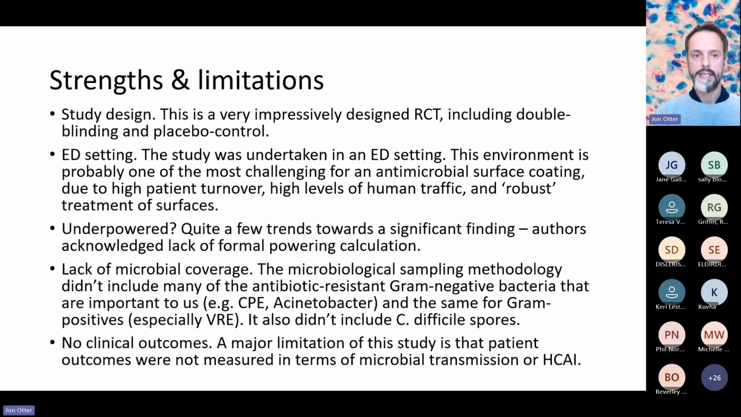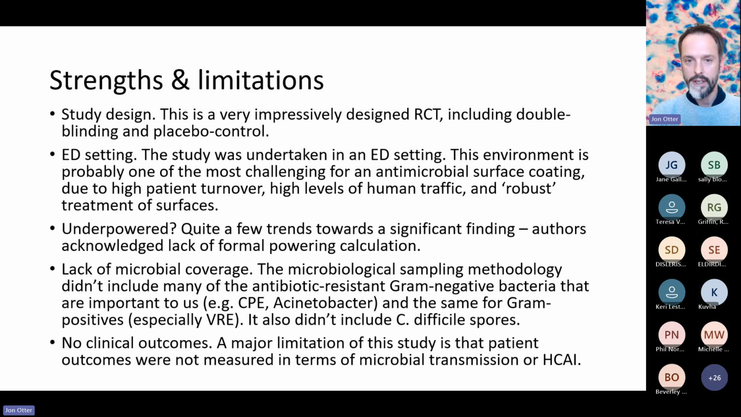So on to then the strengths and limitations of the studies. I think the main strength actually is the study design. This was a really nicely configured study. You don't see too many double-blind, placebo-controlled, randomized controlled trials. It was very ambitious, and it was undertaken in an ED setting in Singapore.